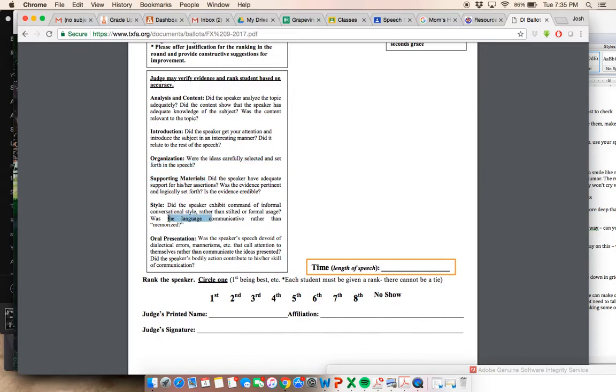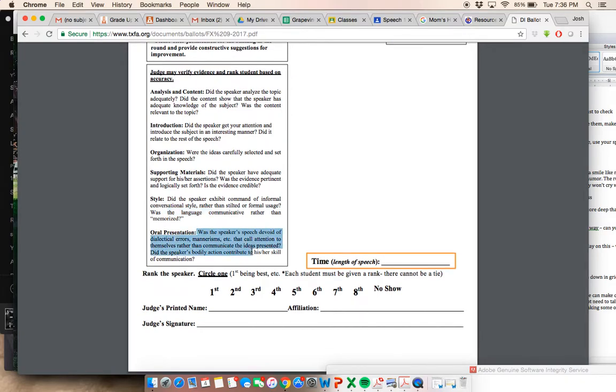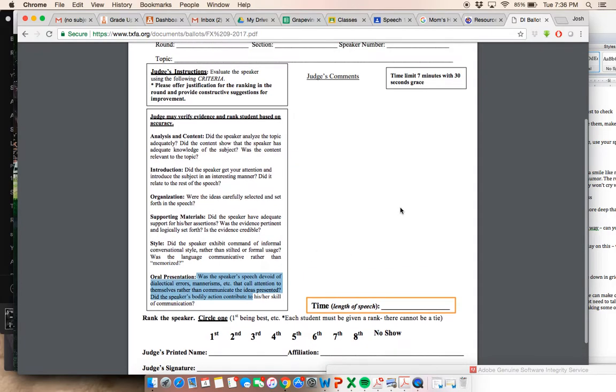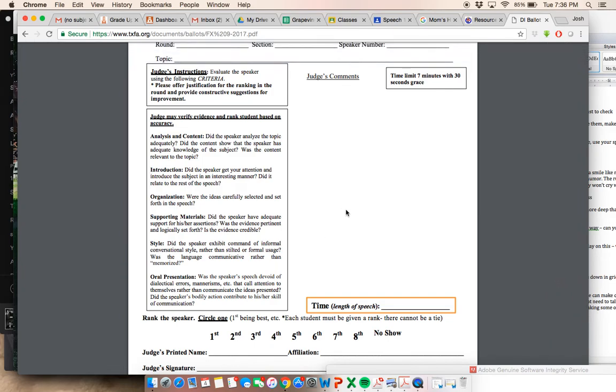Was the language really communicative, or did it seem really overly rehearsed and kind of robotic, right? And were there errors, right? Just basic public speaking errors. Were there a lot of uhs and ums and stumbles and that sort of thing, or did it just flow really pretty and smooth, etc.? Okay, so when you're writing out a ballot, you can answer these questions, and you can also put anything else that catches your fancy, right?